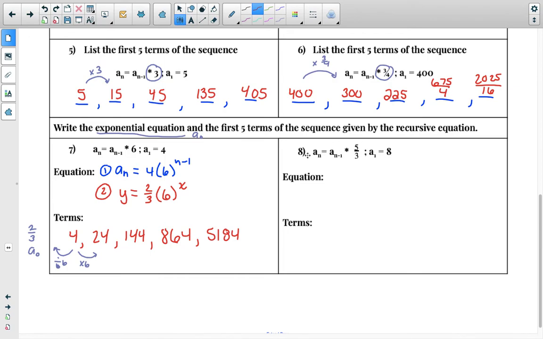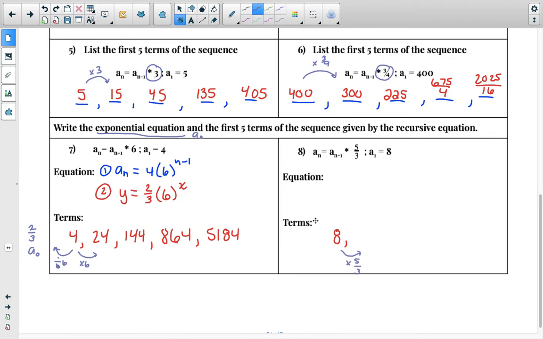On this last problem, we'll do the same thing. We're given a sub n equals a sub n minus 1 times 5/3, where a sub 1 is 8. So to find the first 5 terms, our first term we know is 8. And we're going to multiply by 5/3 to get the next term.